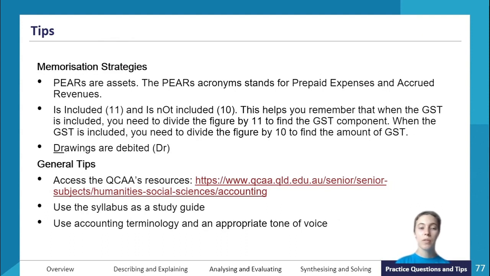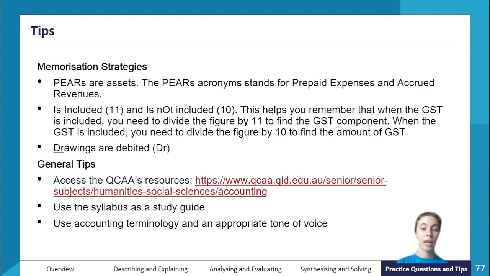So just some final tips with some memorization strategies for those things that we've covered today. PAIRS are assets is something that is really, really helpful, or it has been for me throughout my history doing accounting. PAIRS stands for prepaid expenses and accrued revenues, two of our balance day adjustments. If you remember that PAIRS are assets, and you remember that the other two accounts are the accrued expenses and the unearned revenues, you can use that process of elimination to know that those other two must be liabilities.